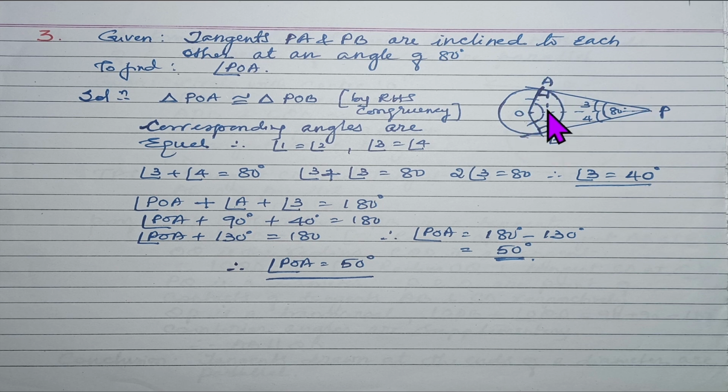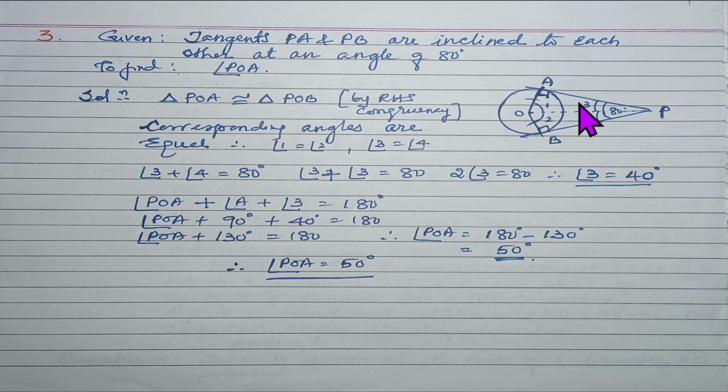Now that means if angle 1 is equal to angle 2 and angle 3 is equal to angle 4, that means angle 3 and angle 4 will be half of 80 degrees. Therefore angle 3 is 40 degrees, angle 4 also is 40 degrees. So we have got angle 3 is 40 degrees here. Now this is 90 degrees. So angle OAP is 90, angle OPA is 40.